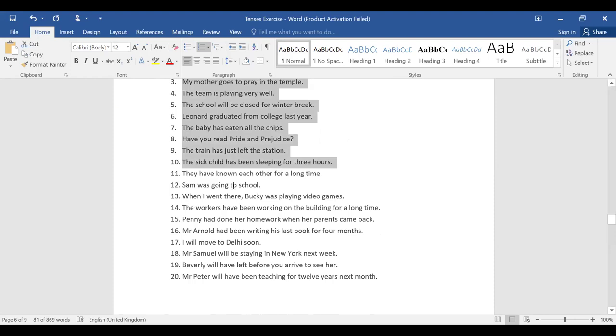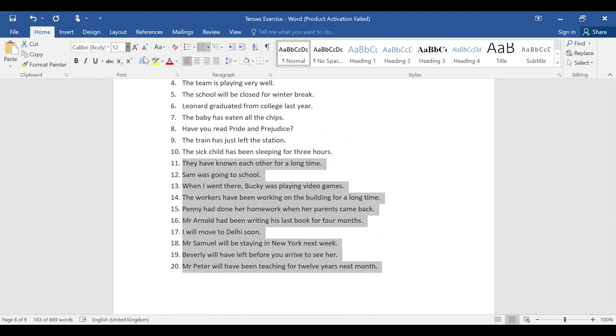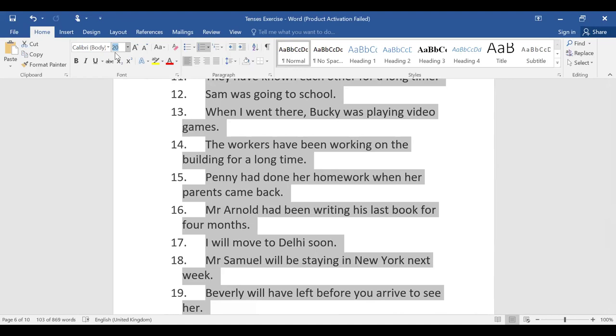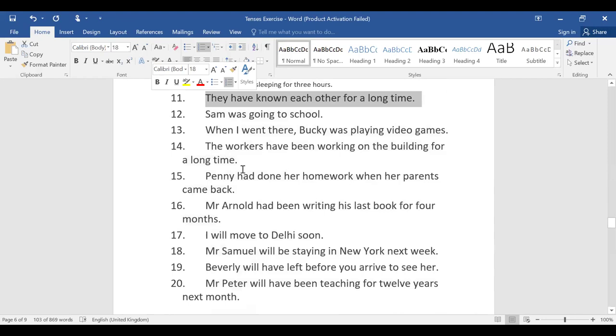Okay, you do your best to make an attempt. Make an attempt, let's see. Excellent. So the last 11, they have known each other for a long time. 12, Sam was going to school. 13, when I went there, Becky was playing video games.